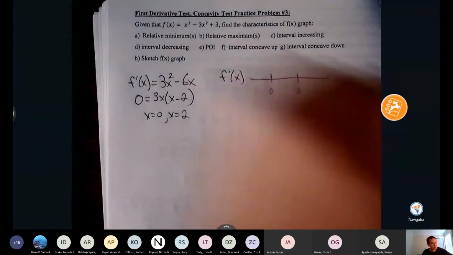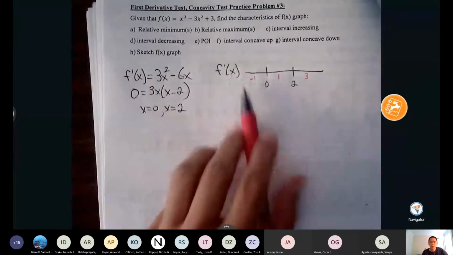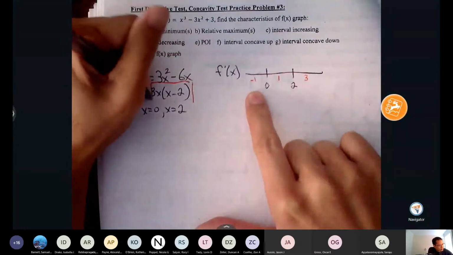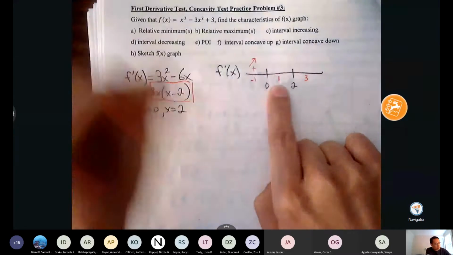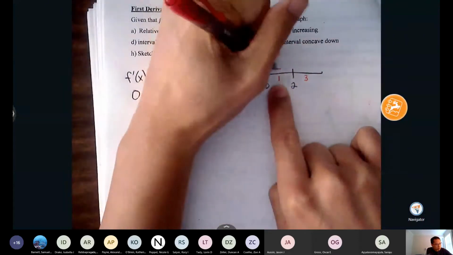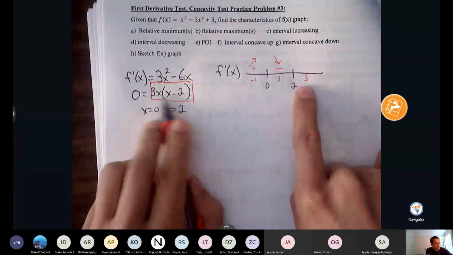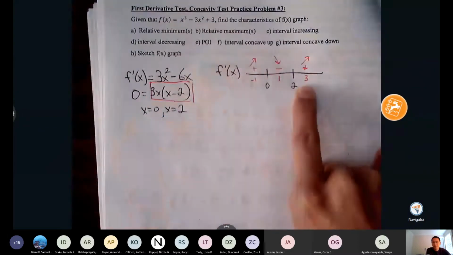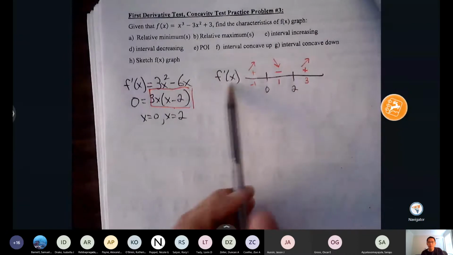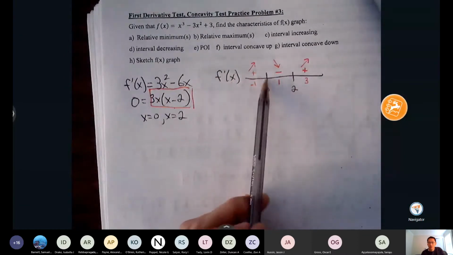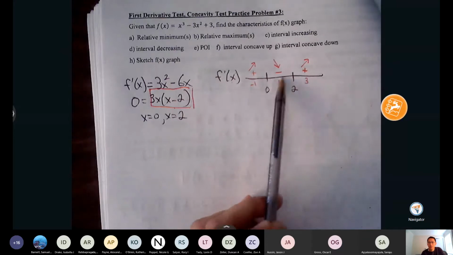We choose values in each interval. Plug -1 into the derivative factored form. Negative times negative is positive. Plug 1 in. Positive times negative is negative. Plug 3 in. Positive times positive is positive. So now we can make our statements of relative maximum, relative minimum, increase, and decrease, right?